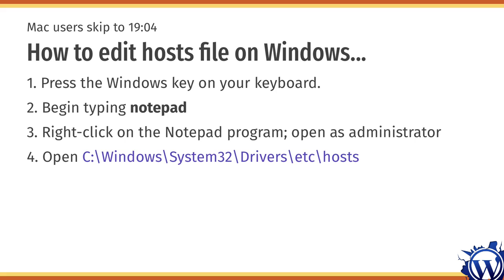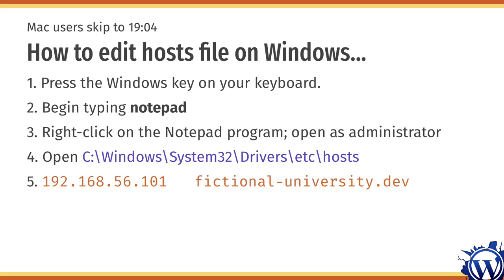Anyways, once you've got that file open, all we need to do is add a new line at the very bottom of the file. So on a new line towards the bottom of the file, we're just going to tell our computer that when we visit fictional-university.dev, our computer doesn't need to go out onto the internet to look for that domain. Instead, our computer should just look locally within our dev environment. So to do that, on a new line, let's just begin by typing the IP address of our dev environment server. So that's 192.168.56.101. Then press the Tab key and type fictional-university.dev. Go ahead and save this file.